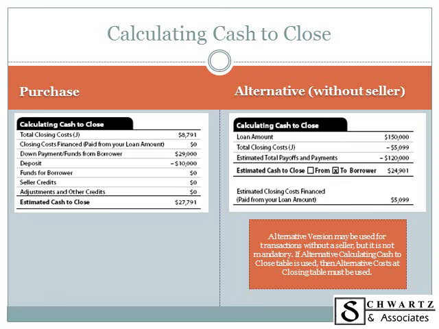Here, we see the differences that appear on the alternative version for transactions without a seller. This alternative version may be used, but is not mandatory. However, if it is used, then the alternative costs at closing table must also be used on the closing disclosure.